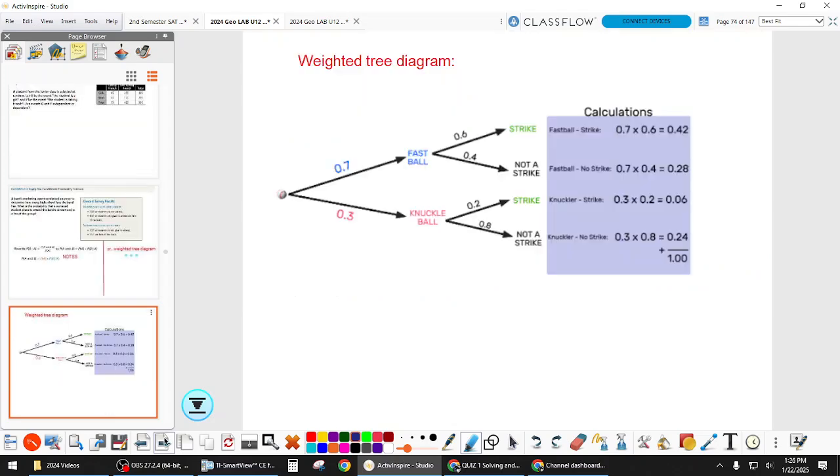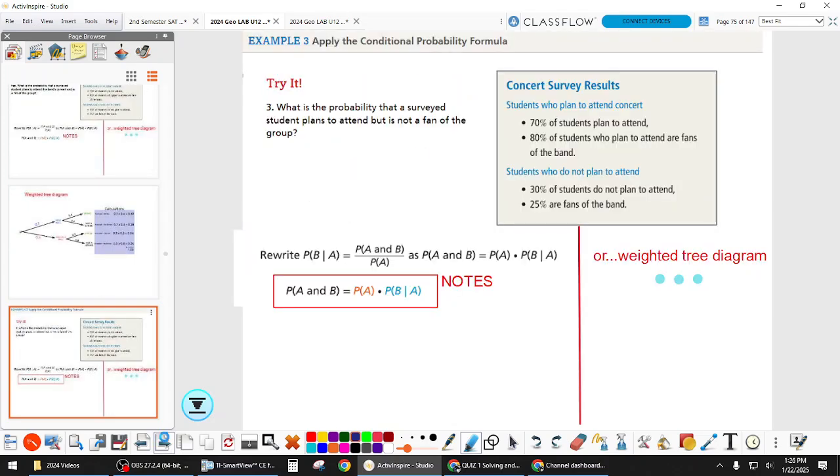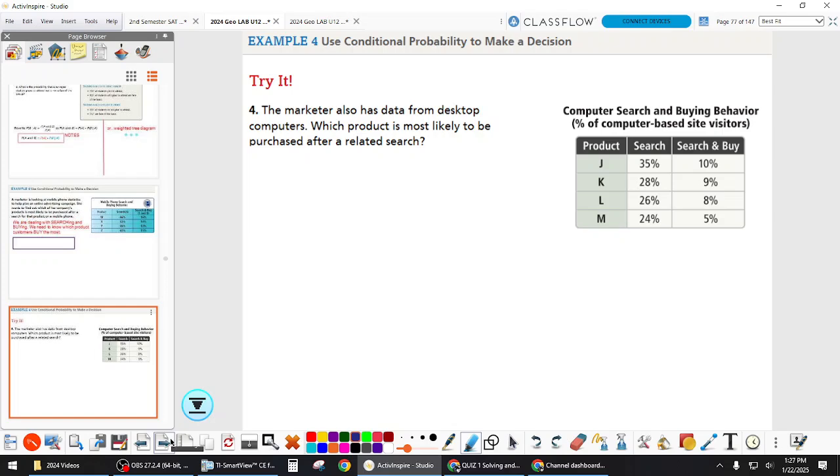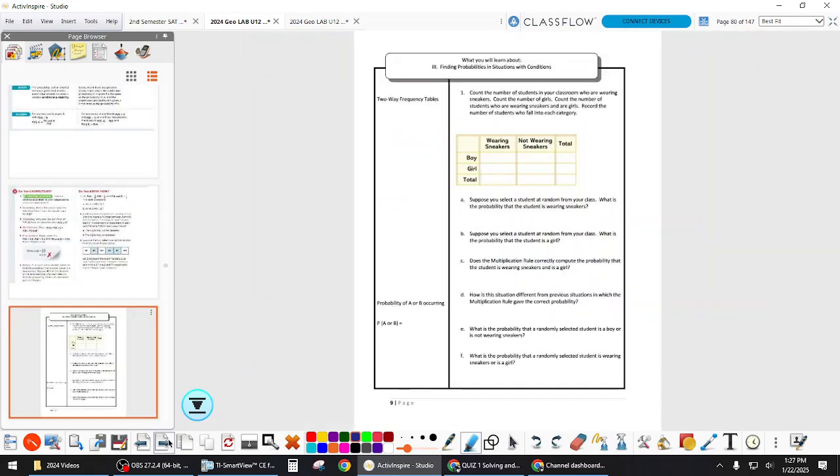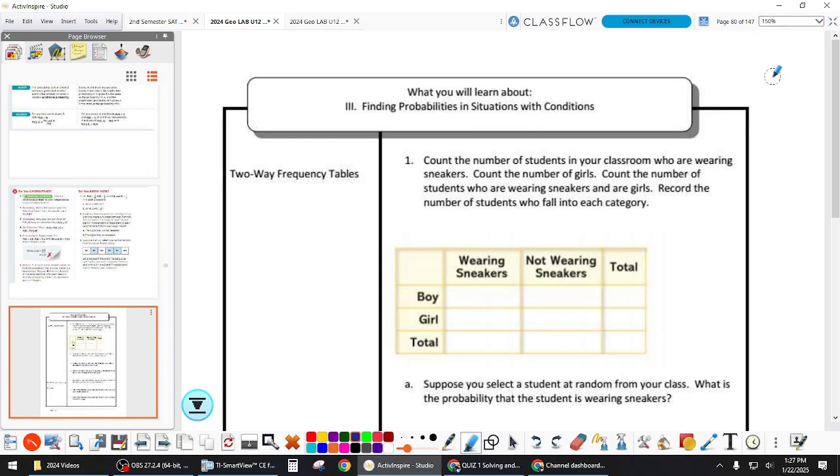Grab your packet, please. Yep, let me get down there to it. This one. And go to page 9. Alright, so this is data from us. So we're going to create our own table of values.